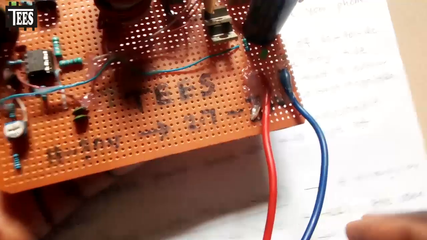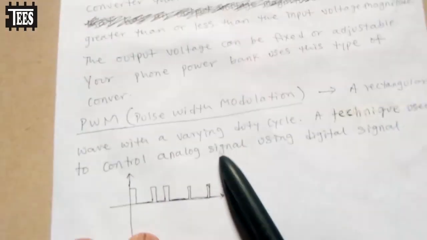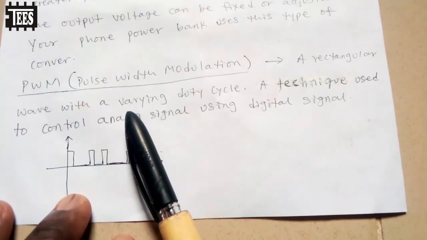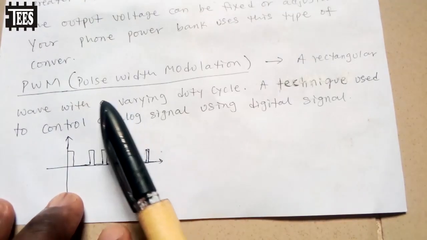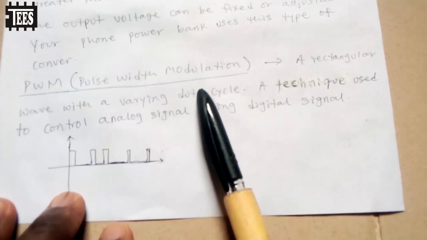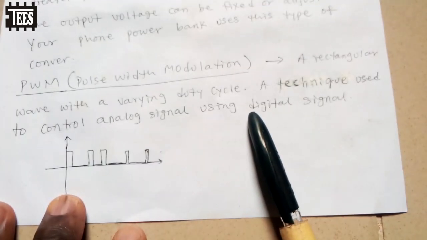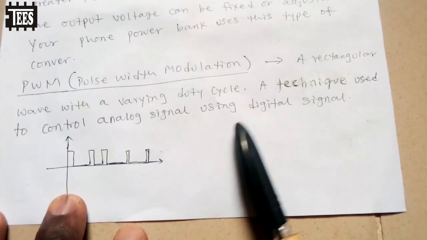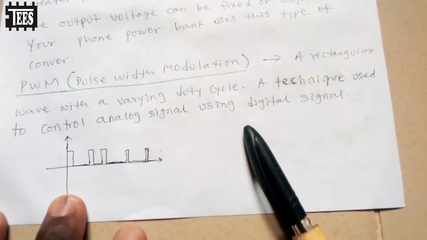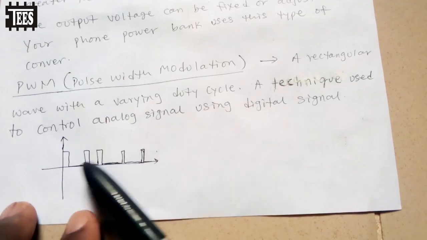So let's finally talk about this PWM. Most of us will be hearing this. Pulse width modulation. A rectangular wave with a variable duty cycle. A technique used to control analog signals using digital signals. So they are just like this.